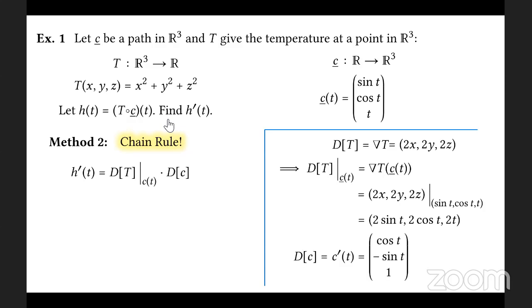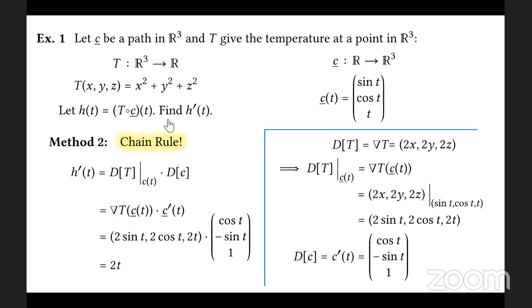Okay, and the derivative of C, well, the derivative of a path is we just take the derivative component-wise, and we get cos, negative sine, and 1, and now the chain rule says that we just take their dot product. So that gradient dotted with that vector, and we get 2t. We get the exact same answer.